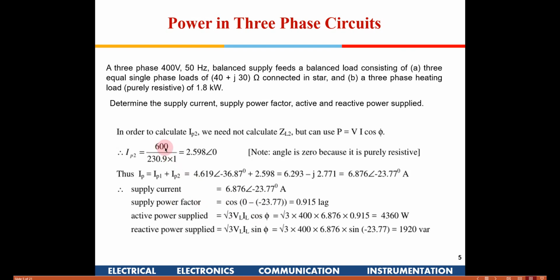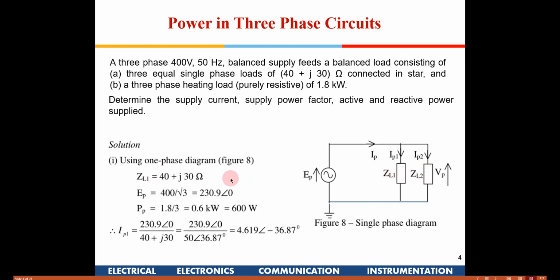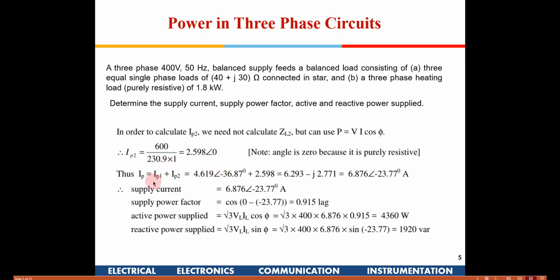Now again, 600 watts divided by the phase voltage, I'll get the phase current. Now I can add these two. There are two loads connected in parallel, so I can add those two currents and get the total phase current. And that becomes the supply current.